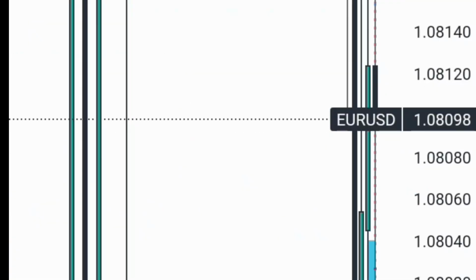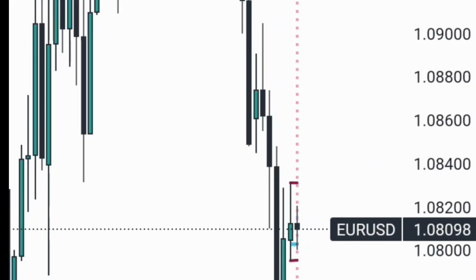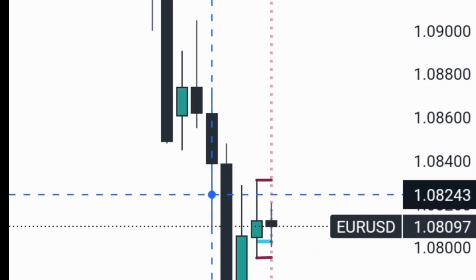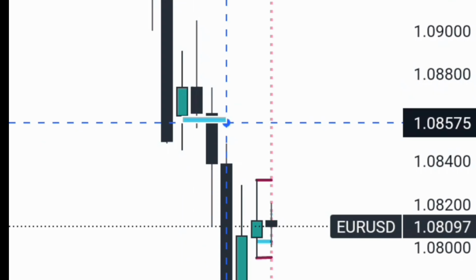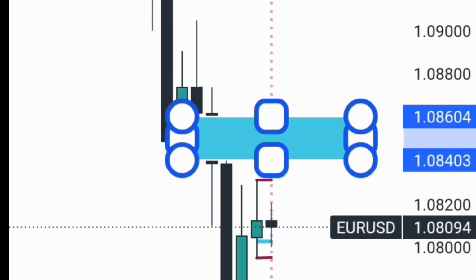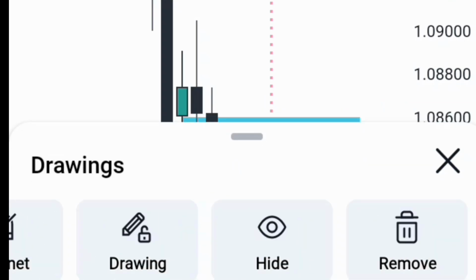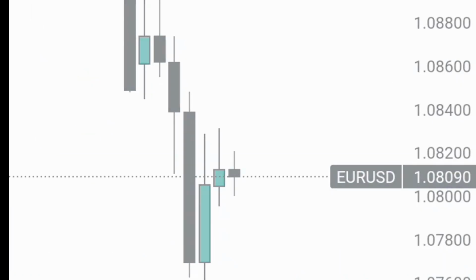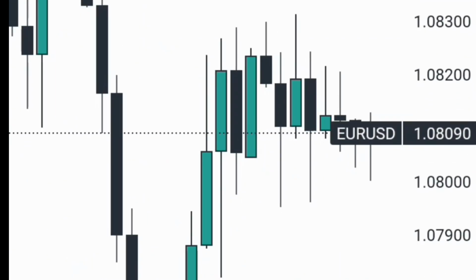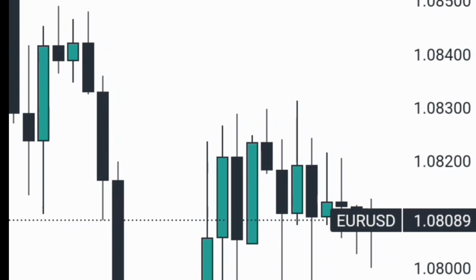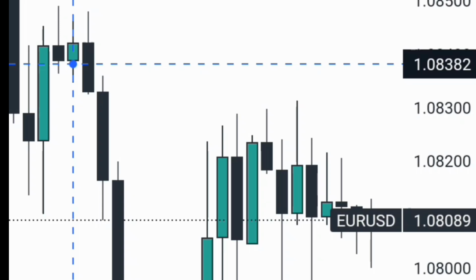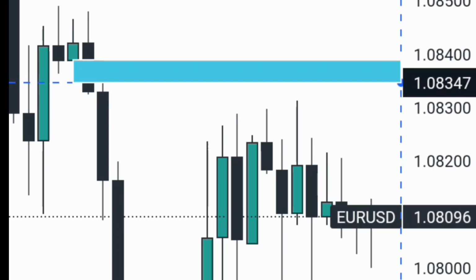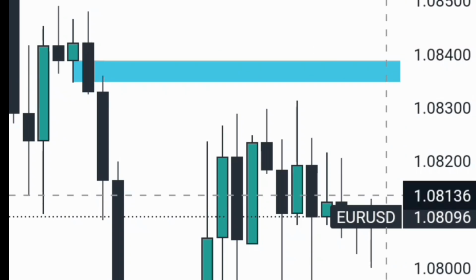Let's see what we have here. On our daily chart, yesterday was Monday and we were bullish. And this order block has my interest. For cleaner charts, let me erase that. On a 4 hour chart, you can see there's another block here, which was barely touched, but we did fill in this gap.